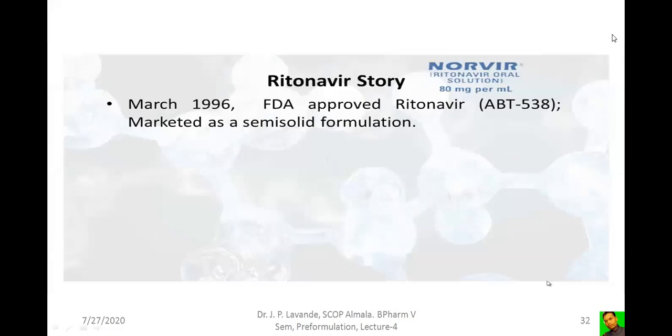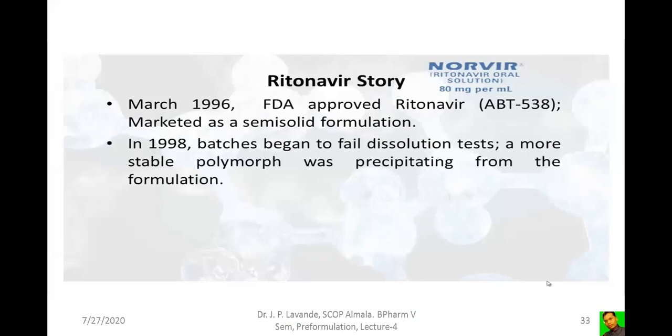Now there is again a quite interesting story as far as the polymorphs and their interconversion are concerned. It is associated with ritonavir. The ritonavir oral suspension was produced by Abbott under the brand name Norvir. So in March 1996, FDA approved ritonavir and it was marketed as a semi-solid formulation. But 2 years later, in 1998, the batches began to fail the dissolution test. A more stable polymorph was precipitating from the formulation.